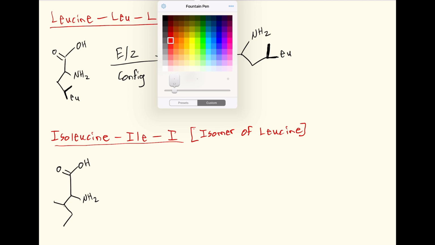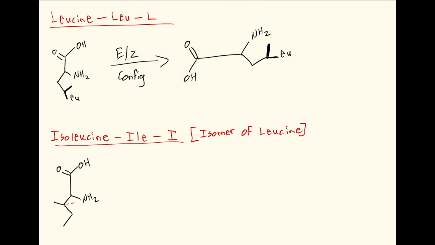So let me draw a good one there. I'm gonna get a good color. If you look at the way I drew those dashes, it kind of resembles an I, right? That's the reason behind isoleucine, this structure. That's how I think of it when I see isoleucine. But you can also think of it in the sense of an isomer. It's the isomer of leucine.